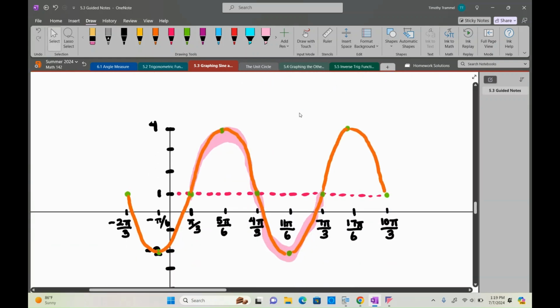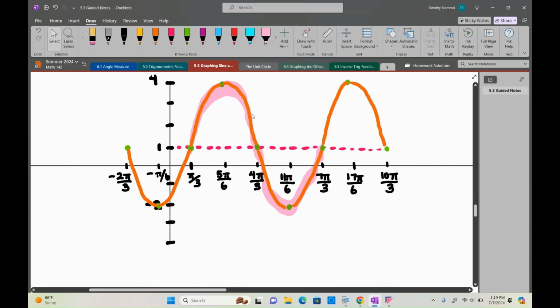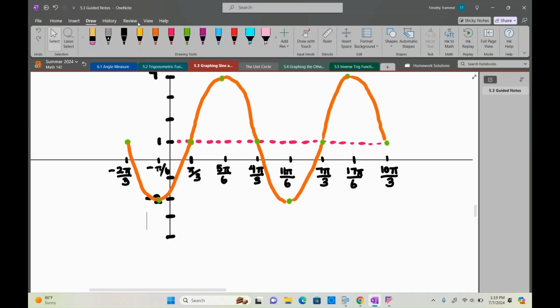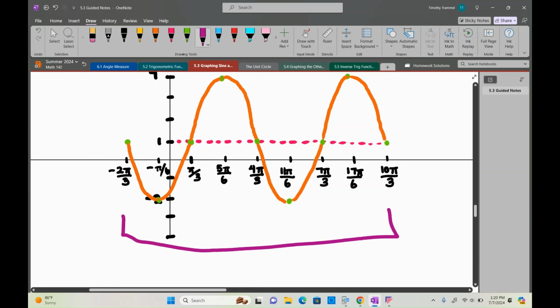And so, for instance, here so far, I think we have exactly two periods. But one way we could again check is we could see, well, how far did we graph? So we went from minus 2 pi over 3 up to 10 pi over 3. So let's go ahead and figure out what that distance is. I'm going to compute that right here.